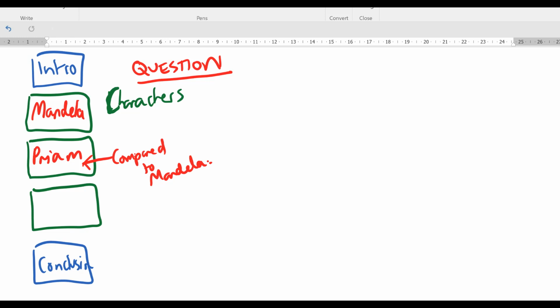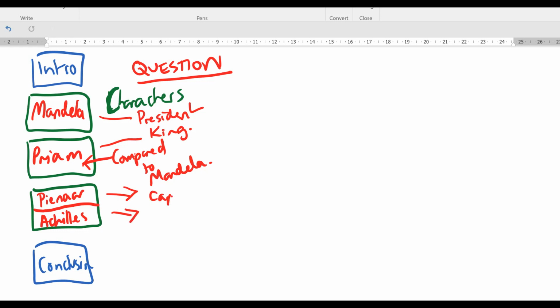And then in the next one, we actually picked some of the minor characters. So we had Pierre and we had Achilles, and we looked at them because these are our two sort of, here we had a president, and here we had a king. So they're kind of your top of the pile people. These guys are a captain and a general. And so the next level of people.